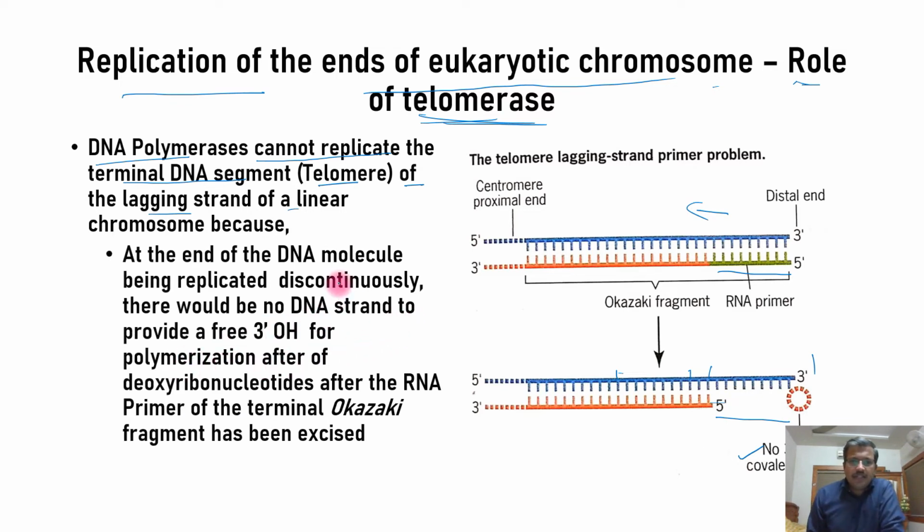So at the end of the DNA molecule being replicated discontinuously, that's about a lagging strand, there would be no DNA strand to provide a free 3'-OH for polymerization of the deoxyribonucleotides, okay, after the RNA primer of the terminal Okazaki fragment has been excised. So there is no free 3'-OH. As a result, DNA polymerase cannot add a particular nucleotide sequence there in place of the RNA primer that is being removed. So that is the situation with the end of the lagging strand.